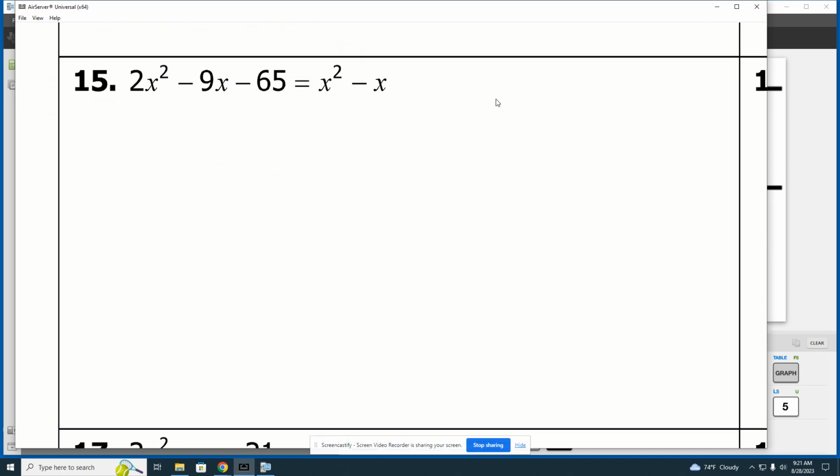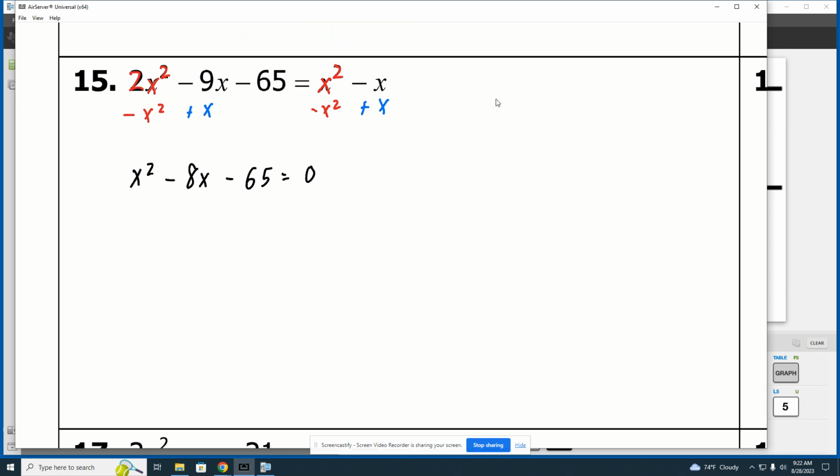All right, number 15. Got a lot of stuff to move. But here's what's going to help me decide where I'm moving it. Here's 2x squared. Here's 1x squared. Which one's bigger? So move the small one towards it by subtracting. And then where am I going to add this x? To that negative 9x, right? Like terms. So here's what we're left with. What's 2x squared minus 1x squared? x squared. What's negative 9 plus 1, or 1 minus 9? Negative 8x. And then minus 65 equals 0.